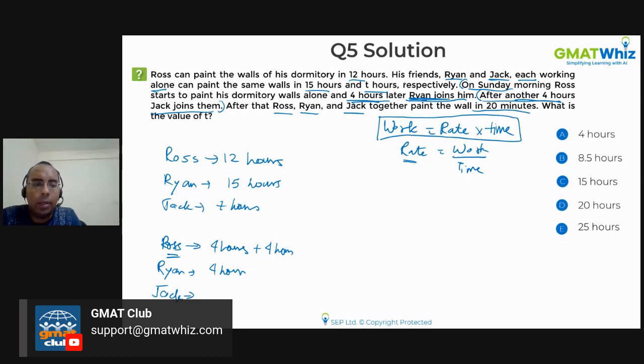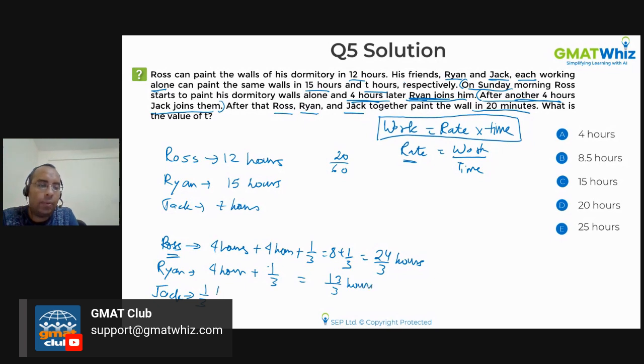Now, obviously, I need to convert this into hours because all of this is given in hours. So I'll say, okay, 20 minutes is basically 20 by 60, which is 1 by 3 hour. So I can say all of them worked for 1 by 3 hour. Now, why am I doing this? I'm doing this because now I know how many hours each of them worked. Ross worked 8 plus 1 by 3, which is 25 by 3 hours. Ryan worked 4 plus 1 by 3, which is 13 by 3 hours. And Jack worked for 1 by 3 hours. So I have all the information that I need. Okay, they're asking me to find out the value of T. I don't have any other information with me.